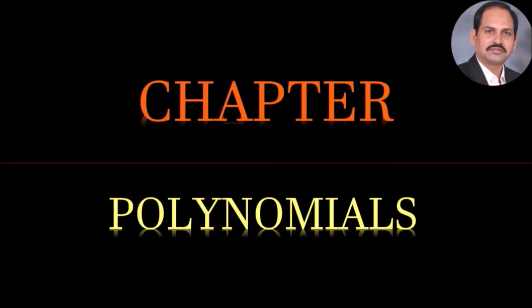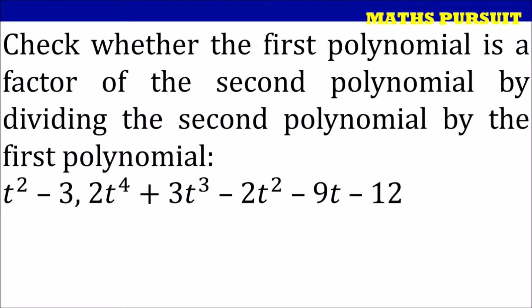Today we will look into the questions from the chapter called polynomials. The given question is, check whether the first polynomial is a factor of the second polynomial by dividing the second polynomial by the first polynomial. The first polynomial is t to the power 2 minus 3 and the second polynomial is 2t to the power 4 plus 3t to the power 3 minus 2t to the power 2 minus 9t minus 12. So let us see how we can solve this type of question.